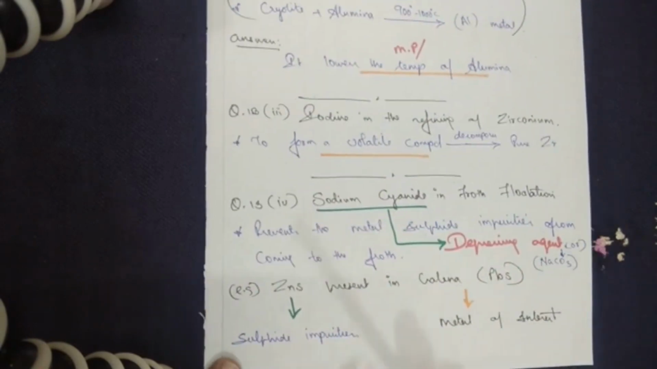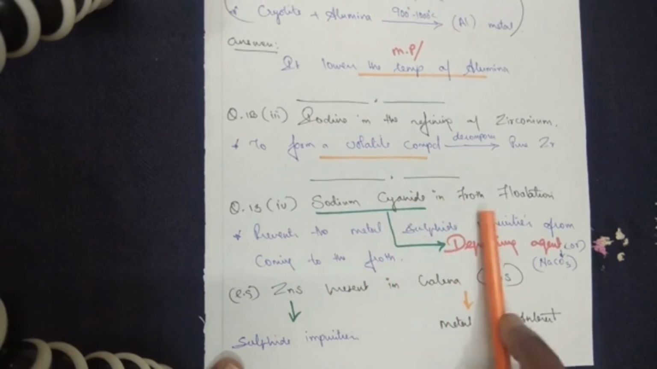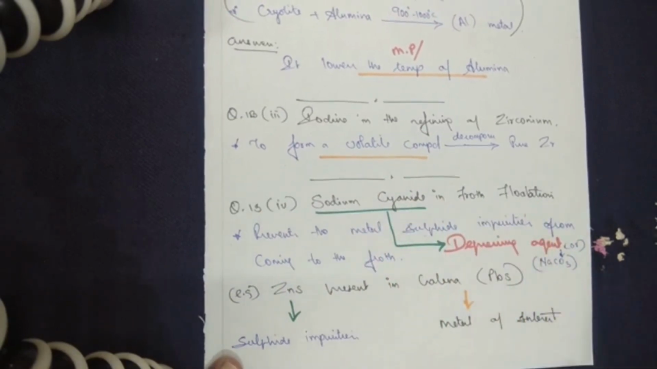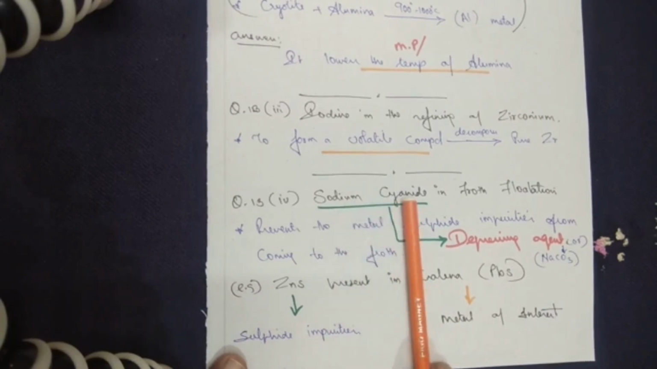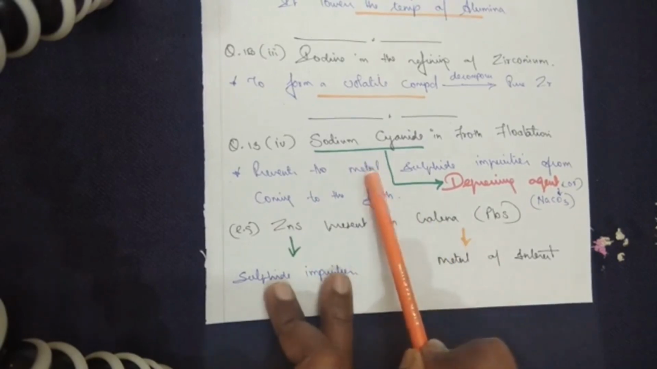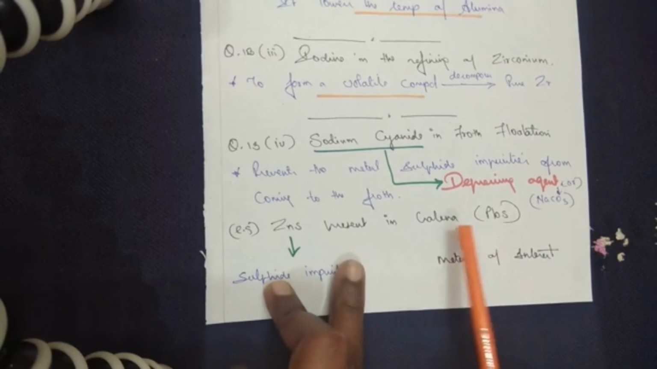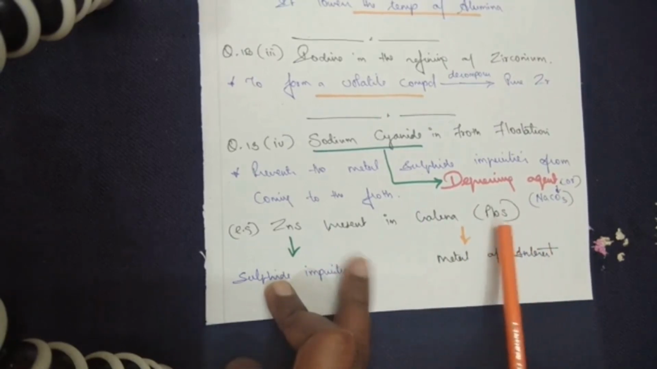And the last one, we are moving into the fourth question: sodium cyanide in froth flotation. If you remember froth flotation, in that method the ore comes along with the froth to the top of the surface, whereas gangue particles remain at the bottom of the vessel or container. Now, what's the work of sodium cyanide here? I'll explain to you with an example, then I'll come back to the point that I have written. Suppose I'm taking galena. What's the formula for galena? PbS.